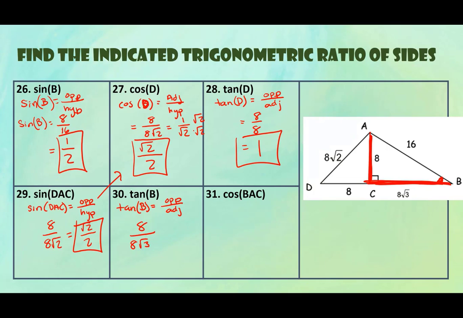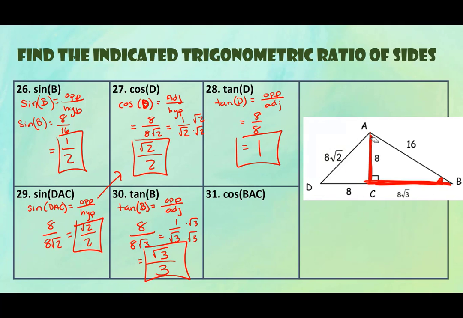So this is very similar to 27 and 29. So we're going to reduce it. The 8s will cancel out here. So now we have 1 over the square root of 3. We're going to rationalize that denominator by multiplying by root 3 over root 3. And that's going to give us the square root of 3 over 3. So tangent of B is root 3 over 3.